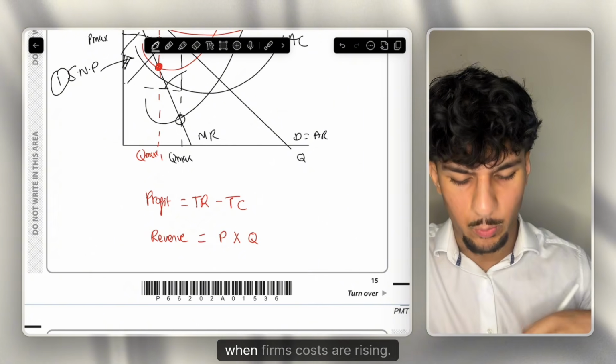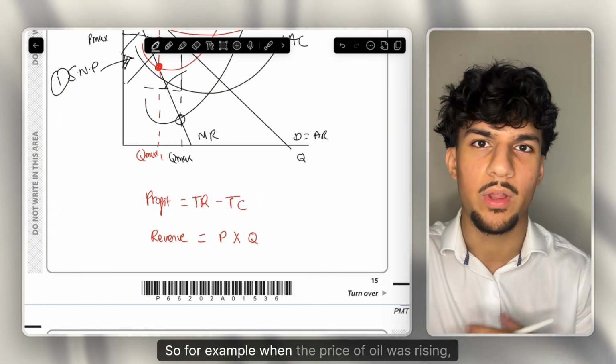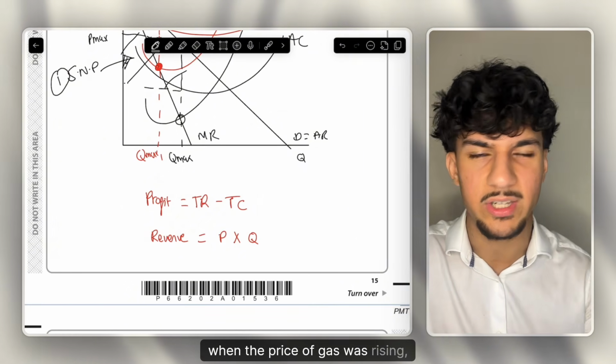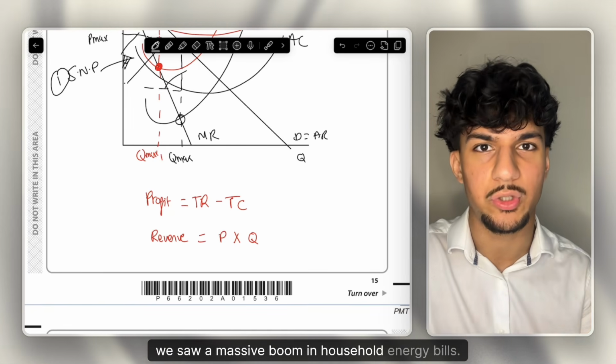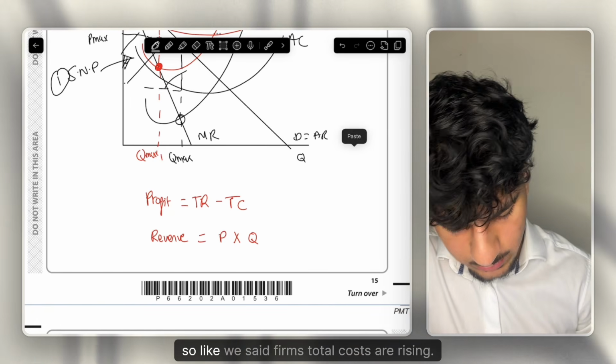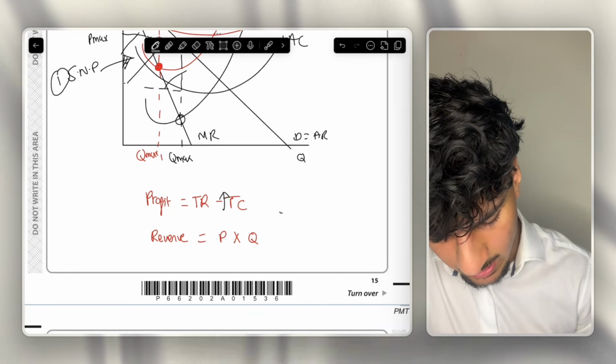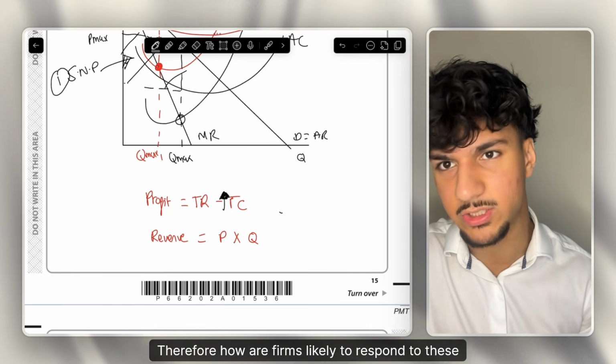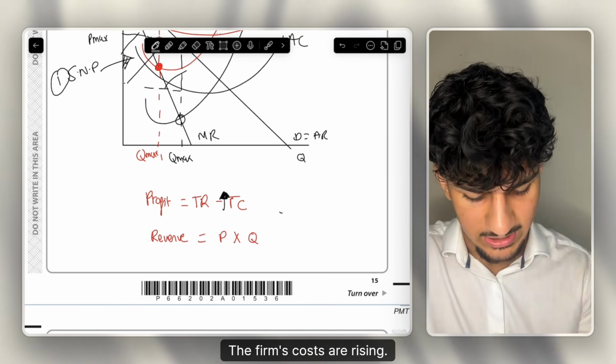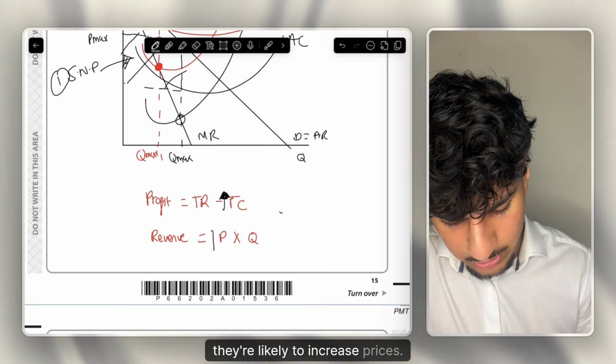So as consumers, when firms' costs are rising, for example when the price of oil was rising, when the price of gas was rising, we saw a massive boom in household energy bills. So like we said, firms' total costs are rising. Therefore, how are firms likely to respond to these total costs rising? What are they likely to do? They're likely to increase prices.